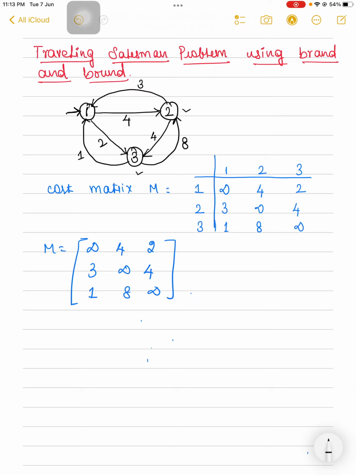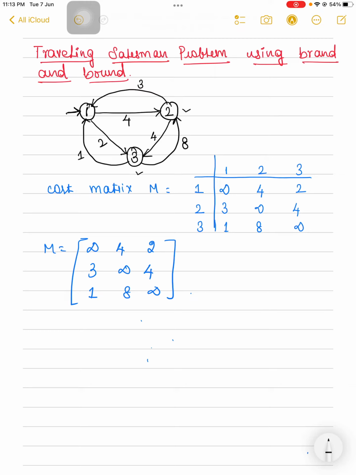In this video I'm going to discuss the traveling salesman problem using the branch and bound technique. Generally in the traveling salesman problem, a set of cities and the distance between every pair of cities will be given. The objective is to find the shortest possible tour that visits every city exactly once and returns to the starting point. As we can observe in the given graph, there are three vertices.